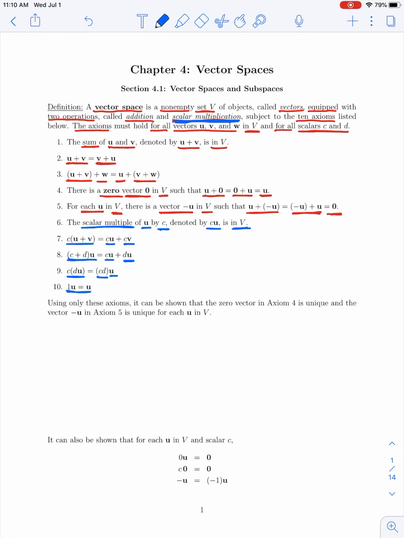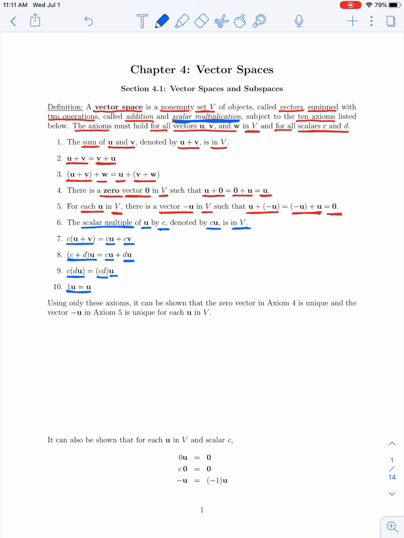So this is the definition of a vector space. Any non-empty set of objects with two operations known as addition and scalar multiplication, where all of these 10 axioms or 10 properties hold. Any set with operations that does not fulfill these 10 axioms is not a vector space.